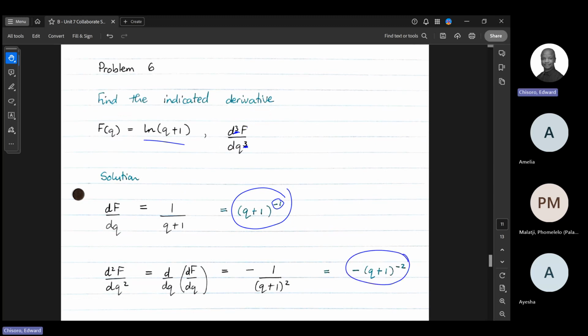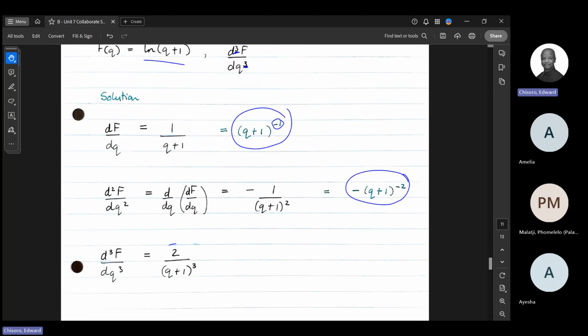And then to get to our third derivative, it would be this minus 2 times this minus 1. So that's positive 2 times q plus 1 to the power of minus 2 minus 1, which is minus 3, right? So then we end up, if we simplify, with 2 over q plus 1 to the power 3. And then I normally leave the answer in the form that the question came in, but we started with a natural log, but this is just like a simplified version. This is the same as positive 2 times q plus 1 to the power of minus 3. Okay, excellent. That's the third derivative.